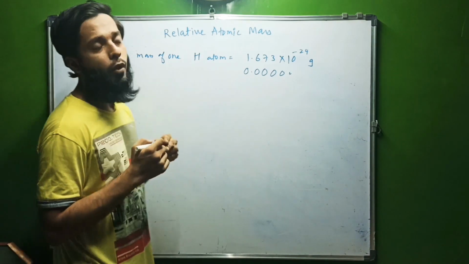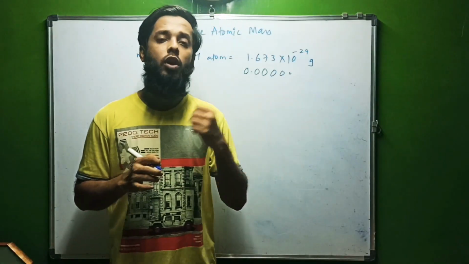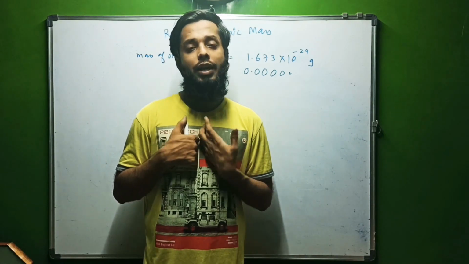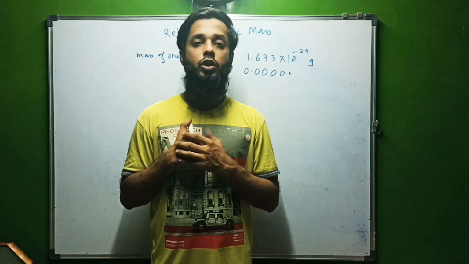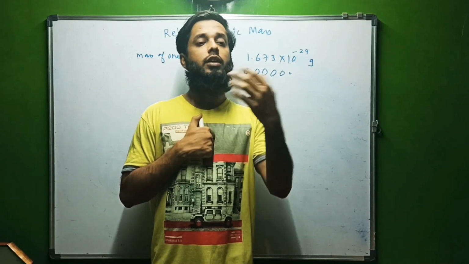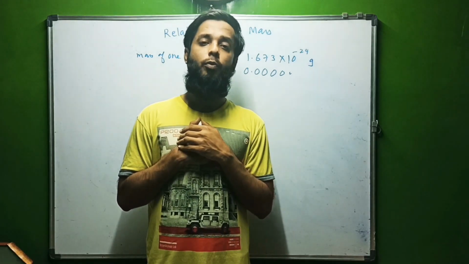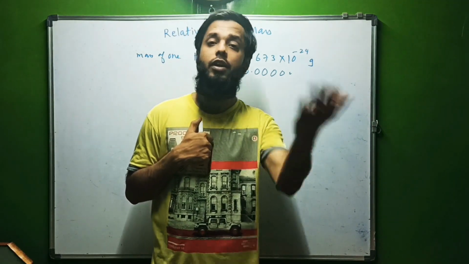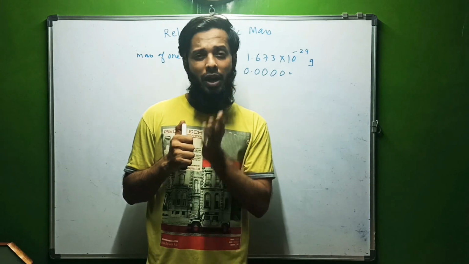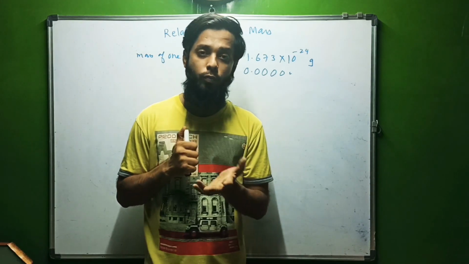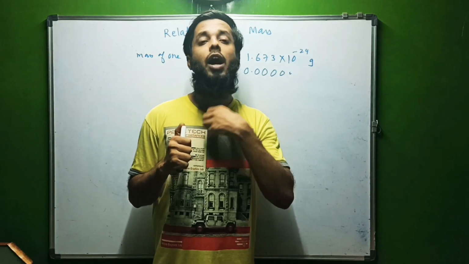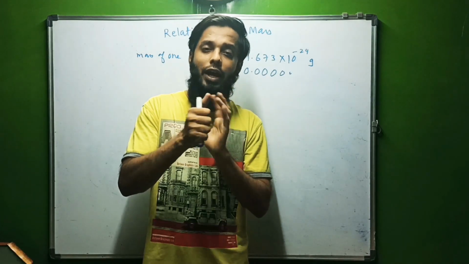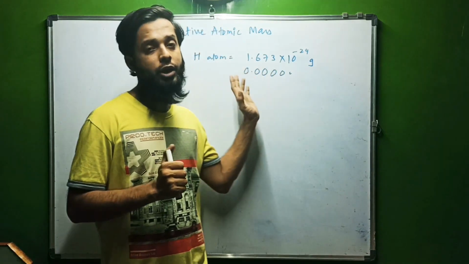For example, a small young boy is having 10 kg weight, and an adult like me is having 60 kg of weight. So compare 60 kg with the 10 kg weight of the boy. I am 6 times heavier than that younger boy. But does it mean my weight is 6 kg? No. This is just how many times heavier I am than that boy: 6 times. So the same kind of concept was used in the relative atomic mass.